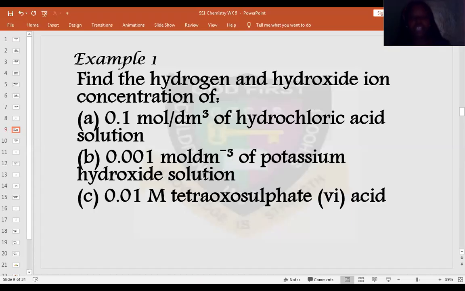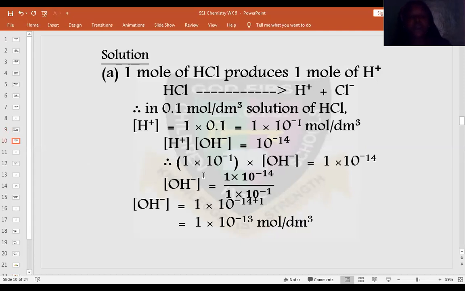Now, moving on, let's look at the solution for that. For number 1, 1 mole of hydrochloric acid will produce 1 mole of hydrogen ion in solution. So in 0.1 mole per dm cube solution of hydrogen chloride, you have 1 times 0.1, which will give you 1 times 10 raised to power minus 1 mole per dm cube. So that is the hydrogen ion concentration.